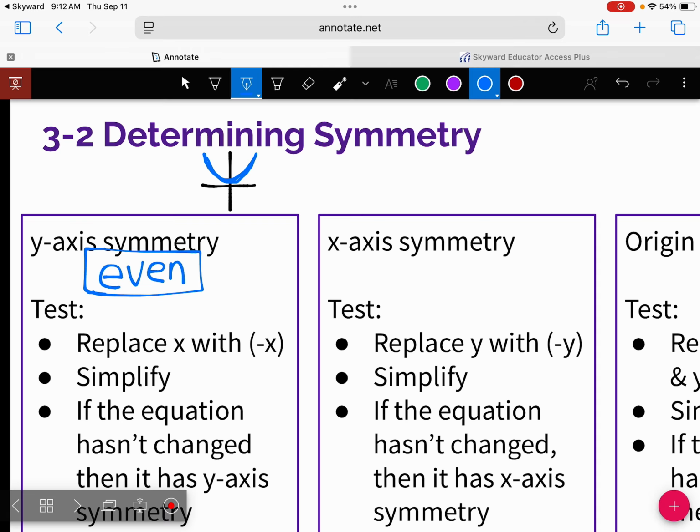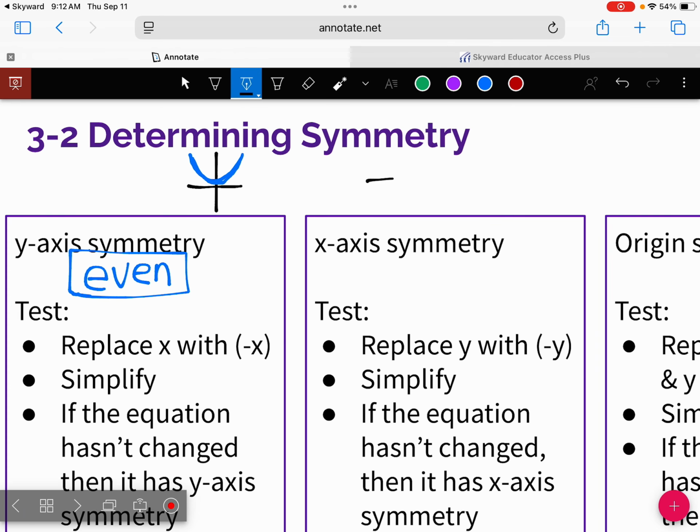X-axis symmetry is not something we see super frequently because it does require something to pretty much not be a function. Because that would be something like the one we did yesterday where we had x equals y squared. That has x-axis symmetry. It reflects over that x-axis and lines back up with itself. That one doesn't have another name. It's not super common.